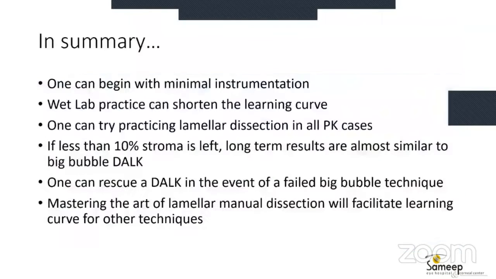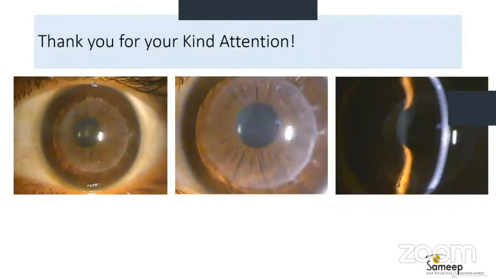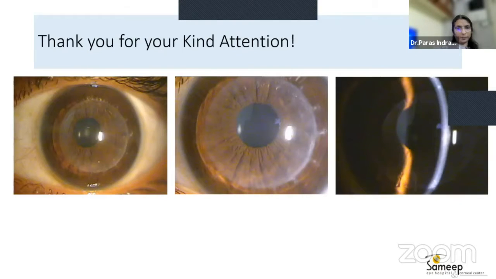So to summarize, one can begin with minimal instrumentation. A wet lab practice can shorten the learning curve. One can try practicing lamellar dissection in all PK cases. If less than 10% of stroma is left, long-term results are almost similar to big bubble DALK. And one can rescue a DALK in the event of a failed big bubble technique. So mastering the art of lamellar manual dissection will facilitate the learning curve for other techniques as well. Thank you for your kind attention and time.